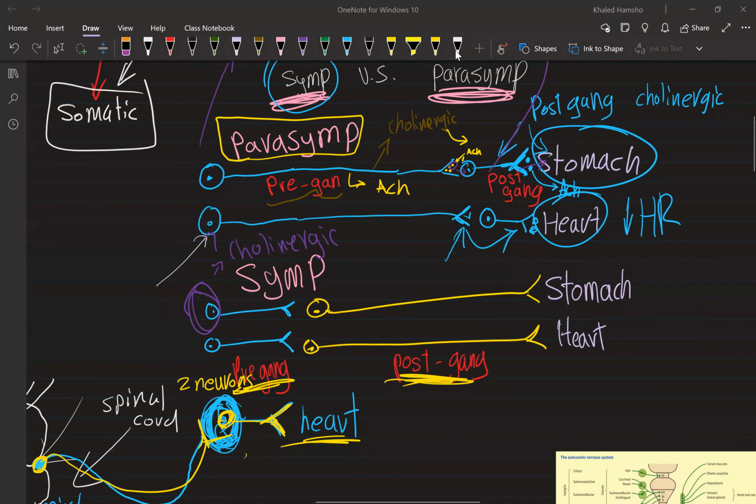I'll discuss that in a bit. I'll discuss the difference between nicotinic and muscarinic in a bit. I just want to discuss the different neurons right now.